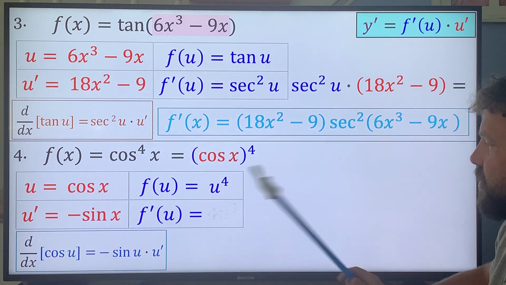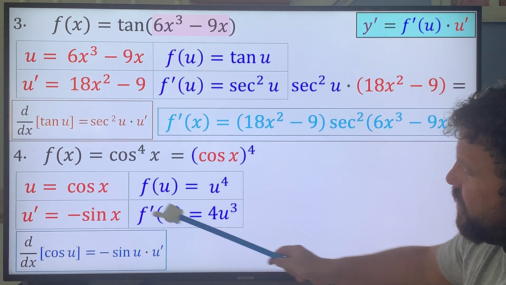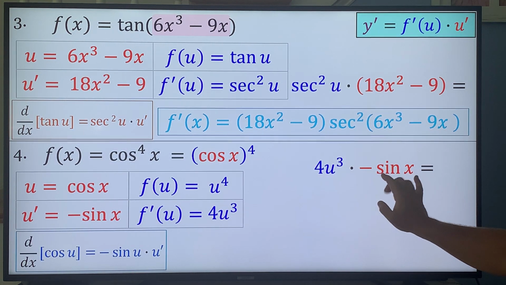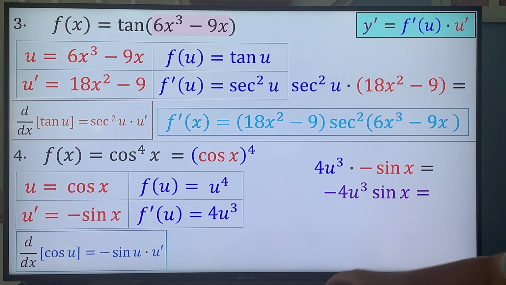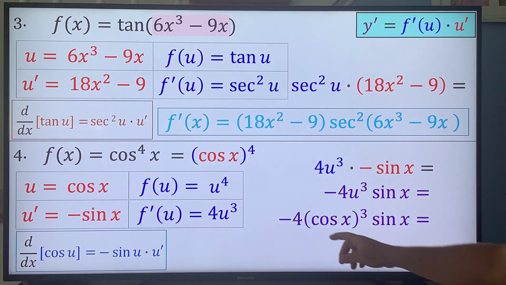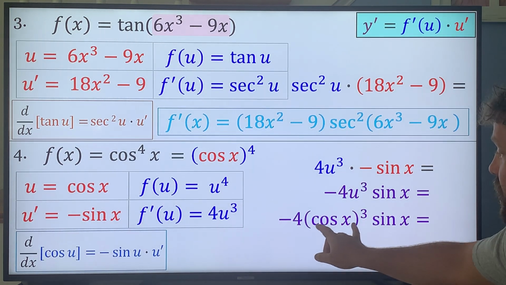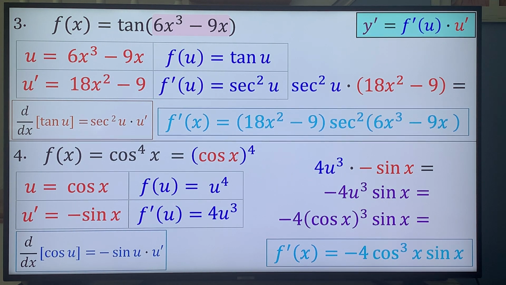F prime u is 4u to the 3rd. Okay, so multiply these by each other. 4u cubed times negative sine x. The negative goes in front of the 4, so it's negative 4u to the 3rd sine x, and our u is cosine x. So it's negative 4 times cosine x to the 3rd power sine x. And remember, as I said earlier, you don't really want to write it like this. We take the 3 and we put it next to the cosine. So it's negative 4 cosine cubed x times sine x. Alrighty?